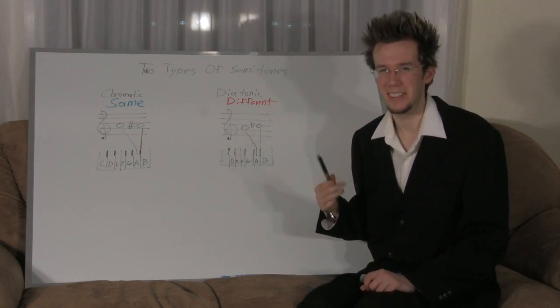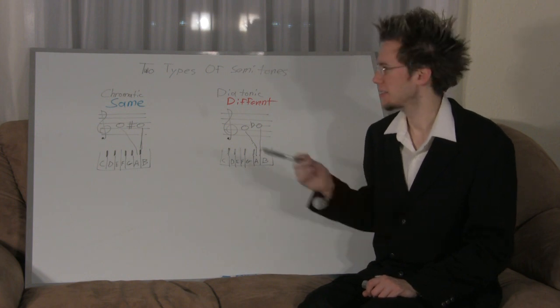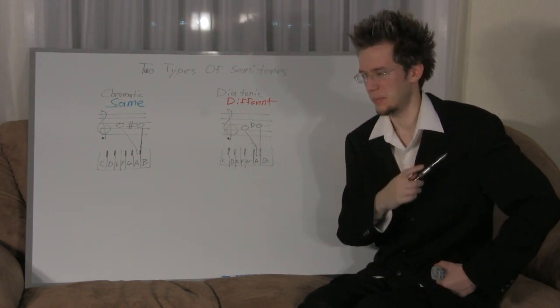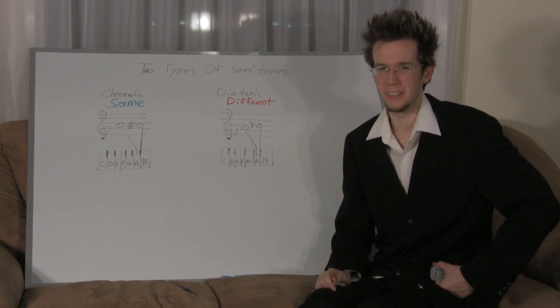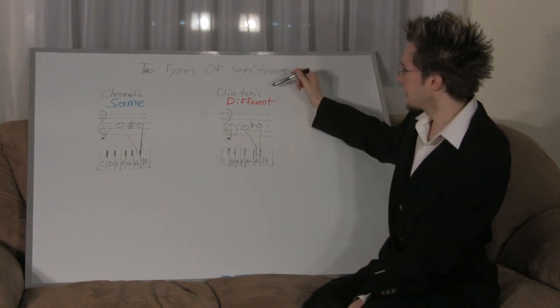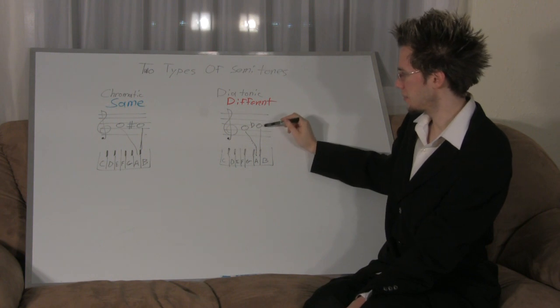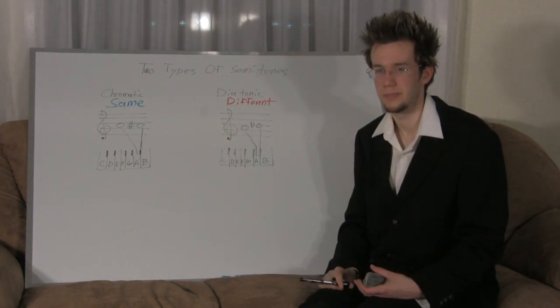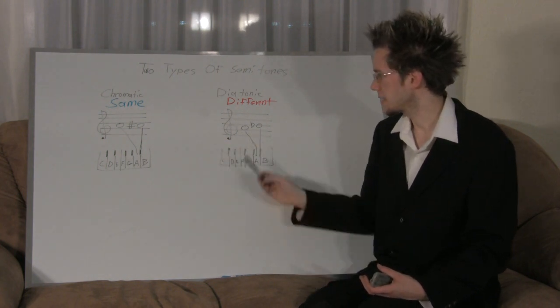People understood this a long time ago, and they said, oh, we have to call these two different types of semitones, because they are the same thing, but you go about it in different ways. So you see how with diatonic you use different letter names, and with chromatic you use the same letter names to do the same thing. Both of these are doing the exact same thing.